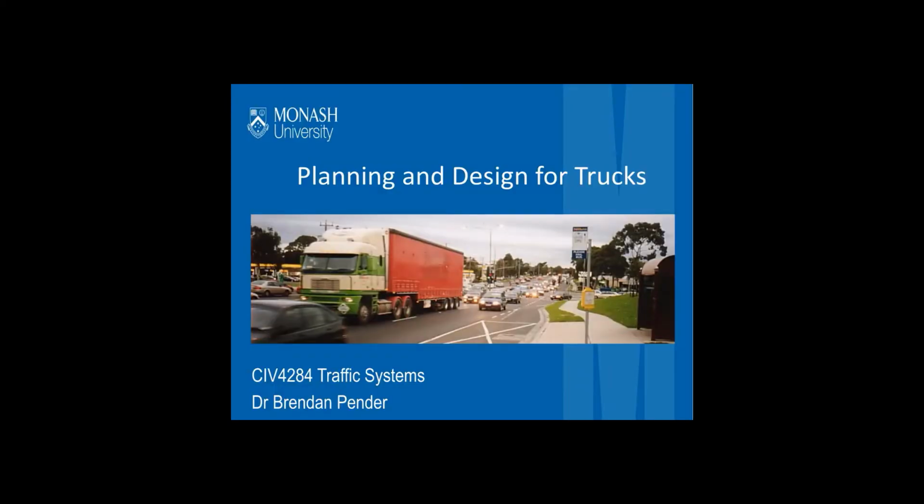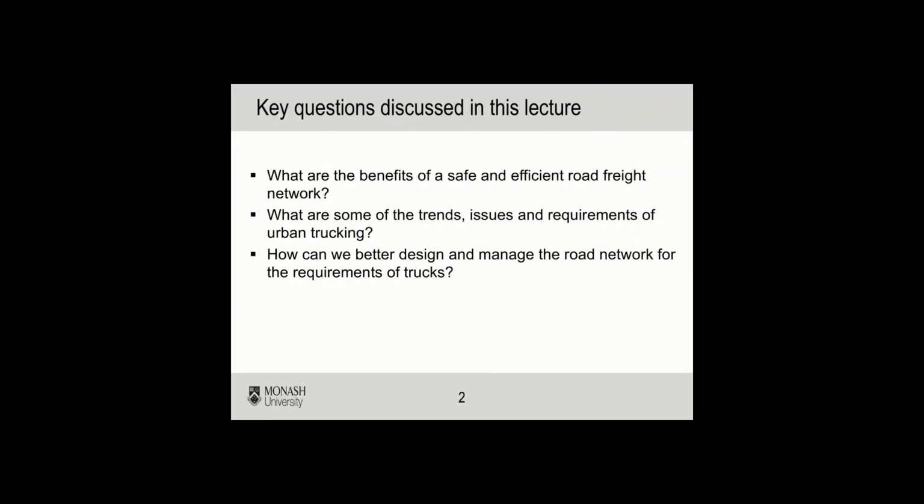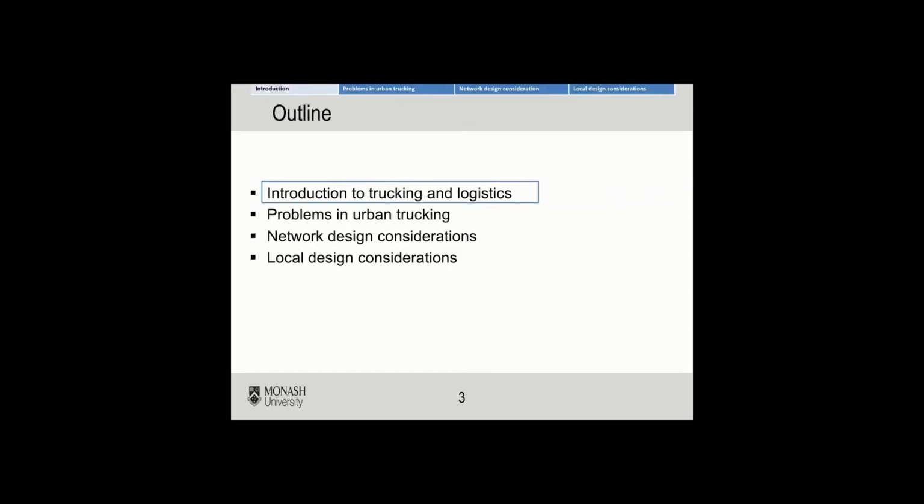For this week's topic for CIV 4284, we're going to be discussing planning and design for trucks. Some of the key things we're going to be looking to discuss in this pre-recorded lecture are: what are the benefits of a safe and efficient road freight network, what are some of the trends, the issues and requirements in respect to urban trucking, and lastly and most importantly, how can we design and manage the road network to better accommodate the requirements of trucks.